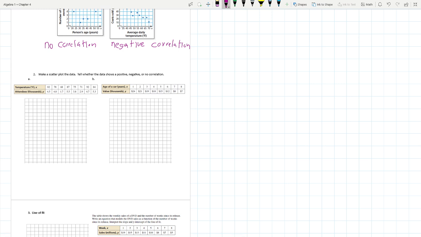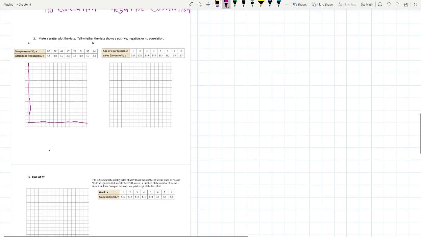Alright, so make a scatter plot of the data. Tell whether the data shows a positive, negative, or no correlation. So what we're going to do is we're going to graph this. And whenever I first start graphing, I look at my values. And I notice on here that all of these values are positive. And so my graph is going to be in the positive area. So I'm going to keep everything positive. And I like to make my graphs big. I like to be too big rather than too small.